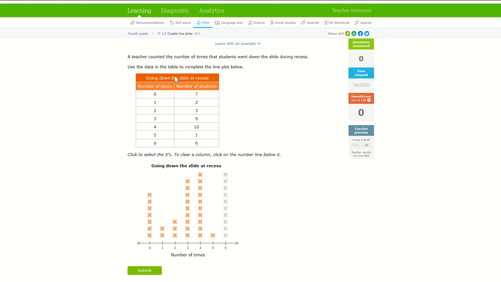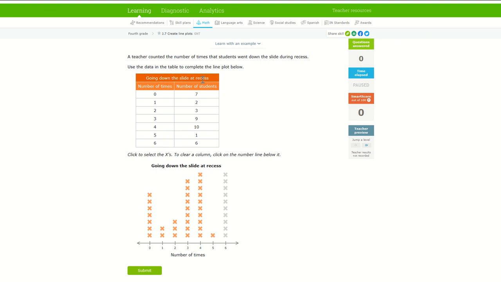Up here, this is an example of a data table. Usually it has columns and rows, and there are labels to tell you what each number or what each section means. So this first column talks about a teacher who counted the number of times that students went down the slide during recess. Use the data in the table to complete the line plot below.